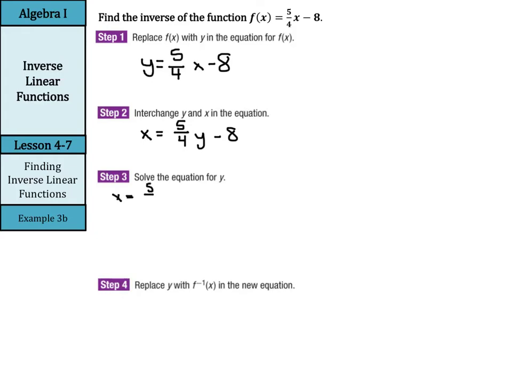So we have x equals 5/4 y minus 8. Start by adding 8 to both sides. And we'll have x plus 8 equals 5/4 y. And you could divide by 5/4 on both sides, but I think the easiest thing to do to get our y alone here is to multiply by the reciprocal of 5/4, which is 4/5, to both sides, to everything.